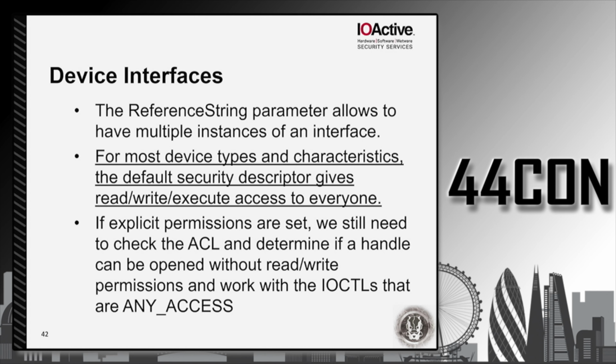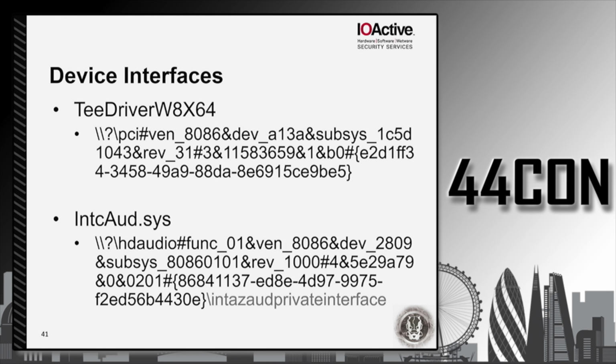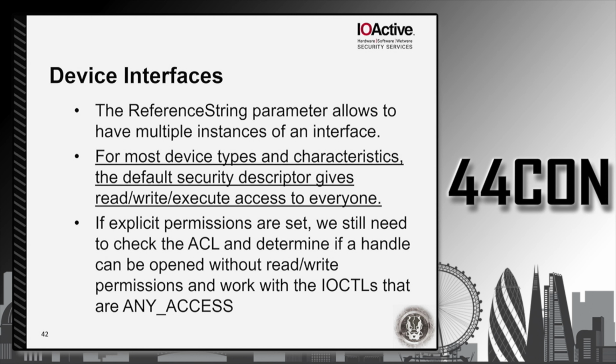And one thing to note is that, I don't know why, but WinObject doesn't actually show you the reference string. So the reference string, in the case of the second device path, is that gray part there, and you need that. Again, when you do this, by default, you have open ACLs for low privileged users. So unless they are setting a strict ACL, you can actually open a handle to the device. And even then, you still have to check any access of all the IO controls.